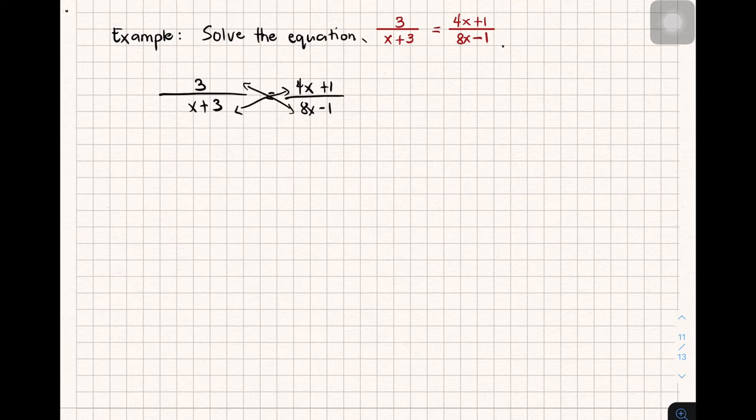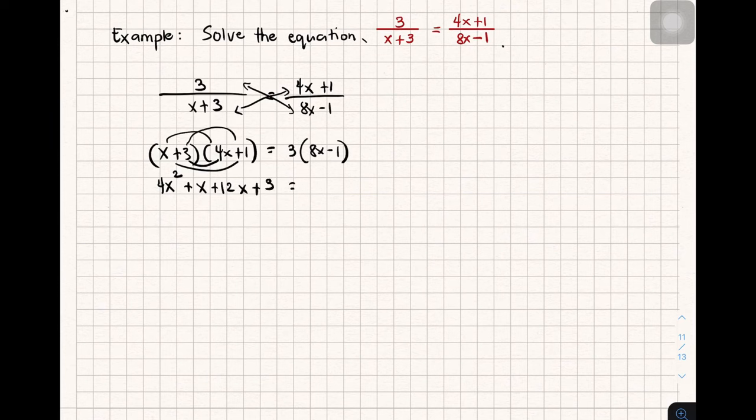So, we have x plus 3 times 4x plus 1. And then equal to 3 times 8x minus 1. Yung left side natin, we can use FOIL method. That is 4x squared. Ito muna. And then plus x. This is 3 times 4x plus 12x, and then 3 times 1, it will give you plus 3. And then on the other side, by using distributive property, you can have the product of 24x, and then 3 times negative 1, that will give you negative 3.